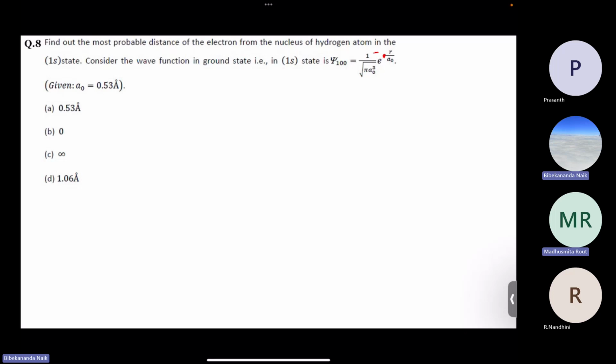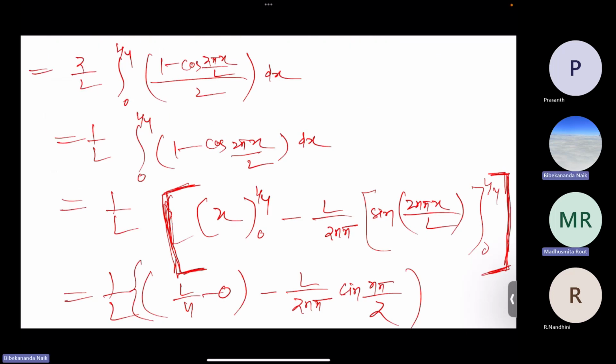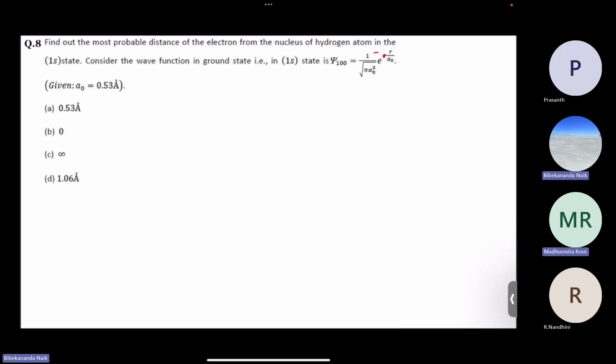So if you put the value of pi as 3.142, you will get 0.250 minus 0.159. So it is around 250 minus 160, so it is 0.090. Or if you see the answer, it is 0.0908. So this will be the correct option. Is this clear to you? Okay sir.